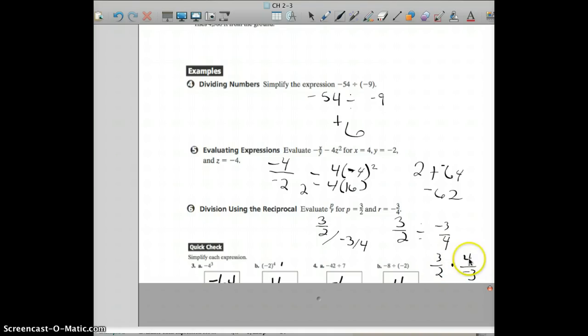I multiply my numerators. That's going to leave me with 12. And then I multiply my denominators, which is 2 times negative 3, which is negative 6. Now if I reduce 12 divided by negative 6, that's going to leave me with, and I'm going to put my answer over here, negative 2. Sorry, I worked too much on the right side.